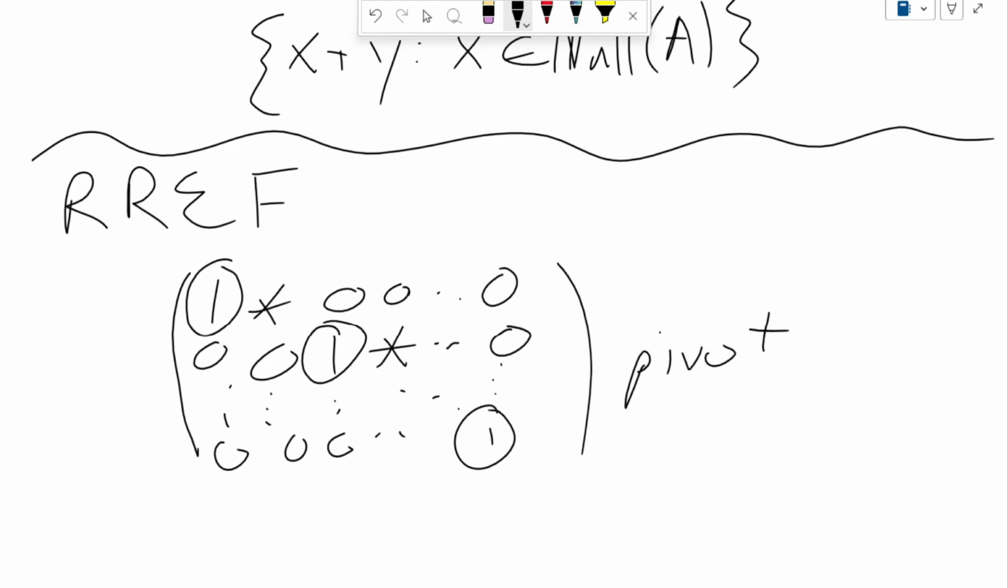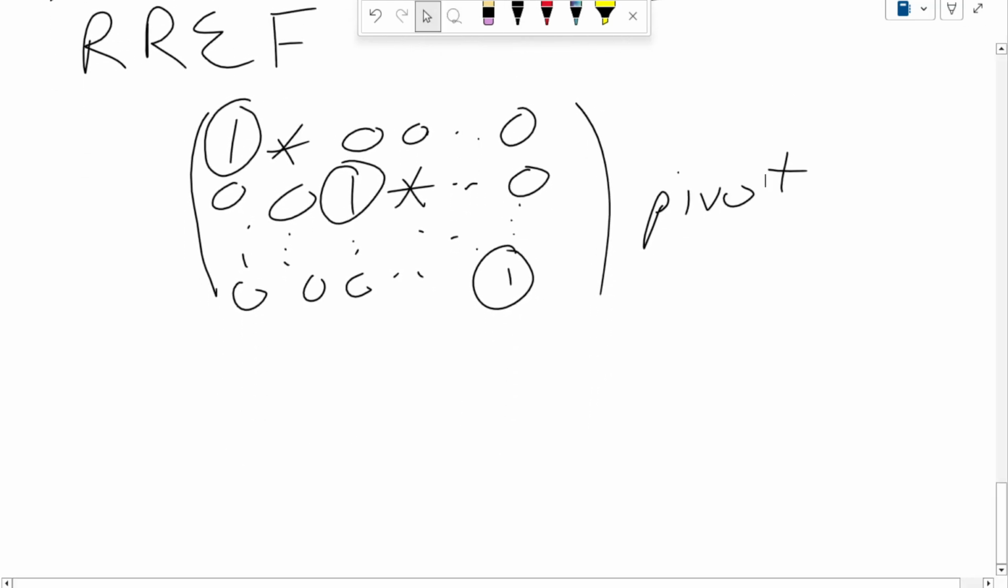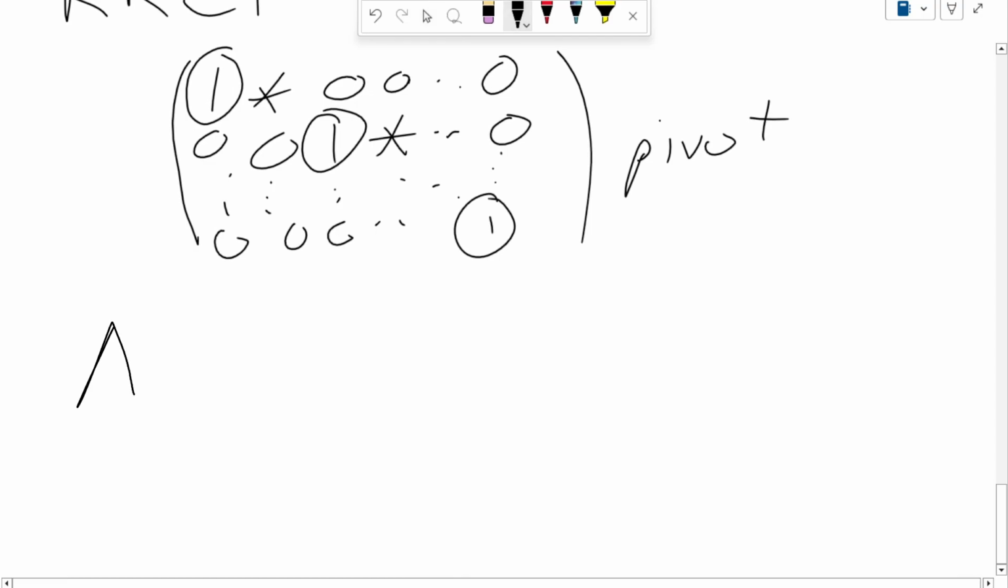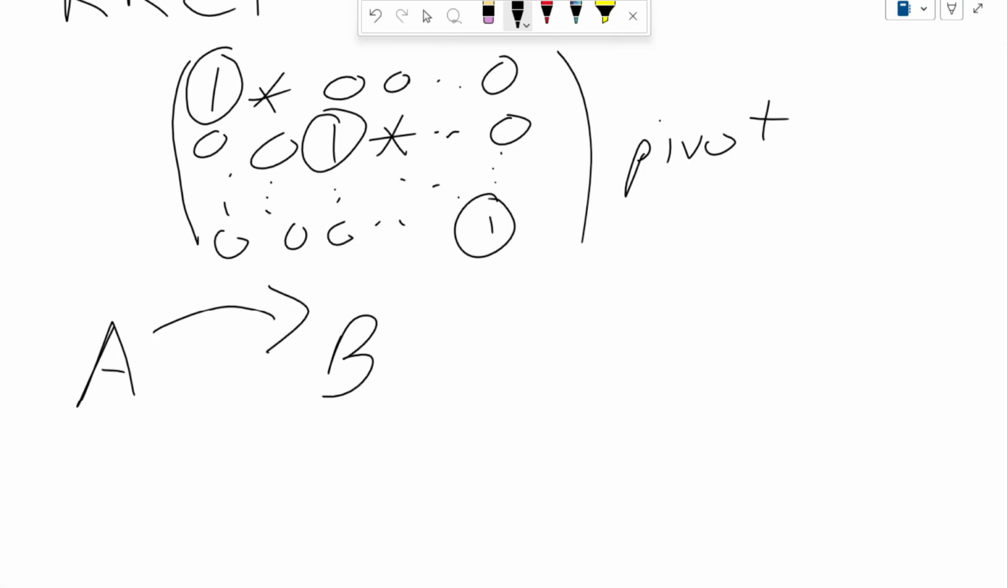Being in reduced row echelon form means that both above and below all these leading 1s in every row, there are only zeros. And secretly, what Gaussian elimination does is it takes a matrix A that is not in RREF and sends it to a matrix B that is in RREF. That's all it's really doing. And critically, this process of sending A to B does not change the solutions to our problem when we're talking about AX equals 0.